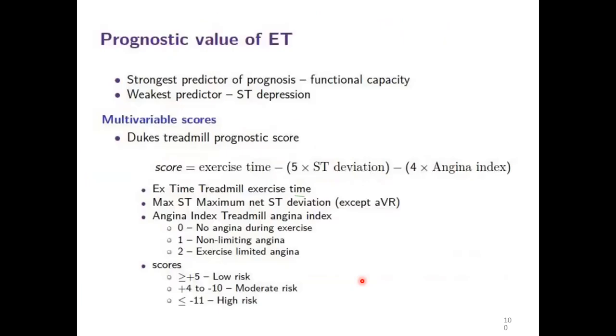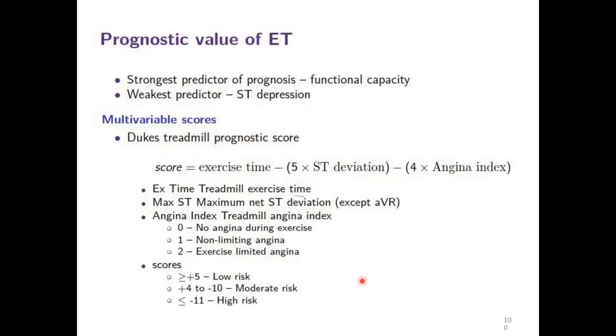The exercise stress test can also be used as a prognostic marker in most of these patients. The strongest predictor of prognosis is usually the functional capacity of the patient, and the weakest predictor is usually the ST depression. There are a lot of other parameters and scores that can be used in estimating the prognostic index in a patient, but one of the most common and most used is the Duke treadmill prognostic score. It's calculated as the exercise time minus 5 times the ST segment depression minus 4 times the angina index.